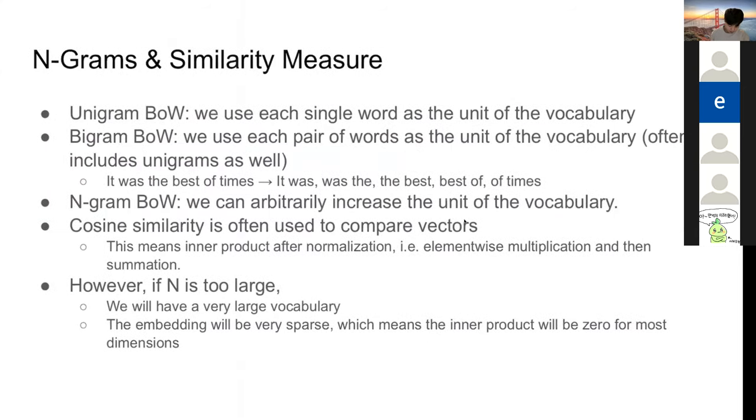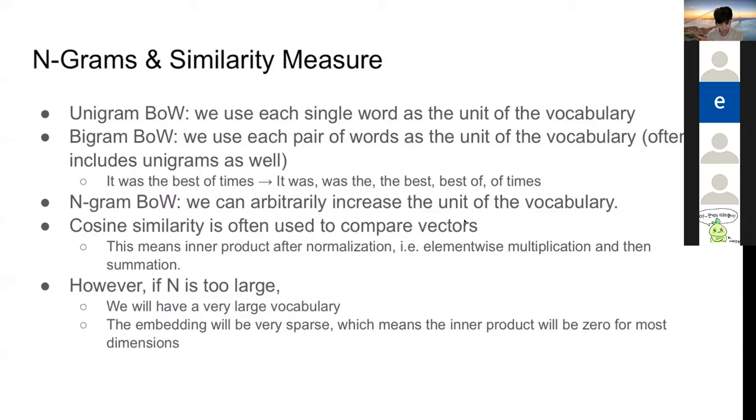And we saw that there is not just unigram, which is just using one word, where you measure whether each word is contained in the document, but you can also measure if two consecutive words are contained in certain documents. That's called bigram bag of words. And you can do this arbitrarily long, n-gram, whether n consecutive words are contained in the document.